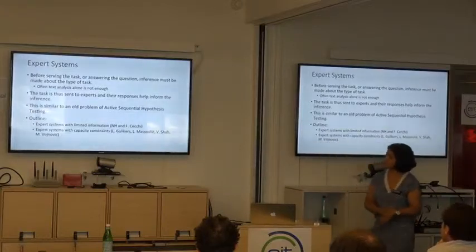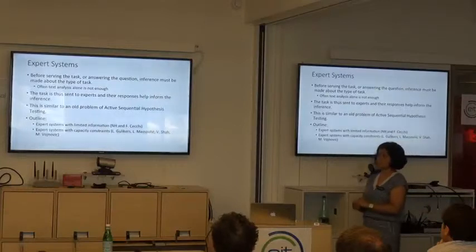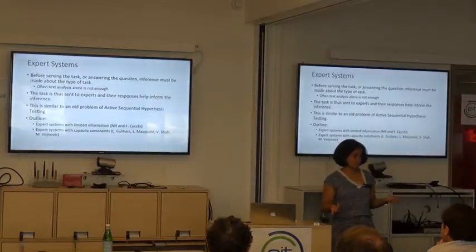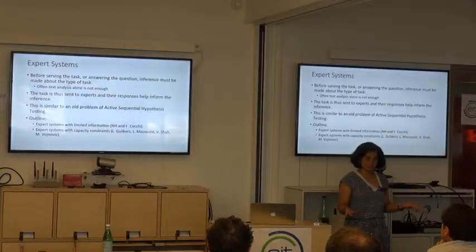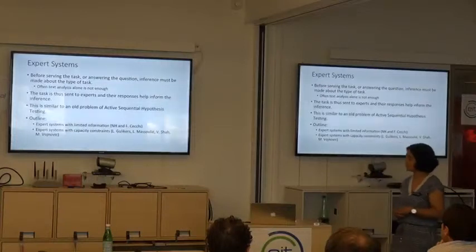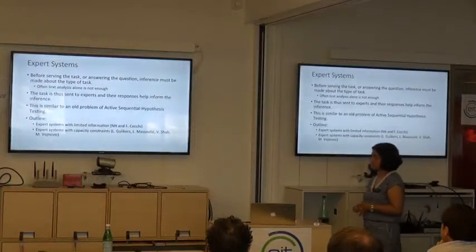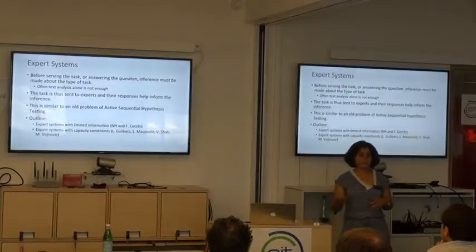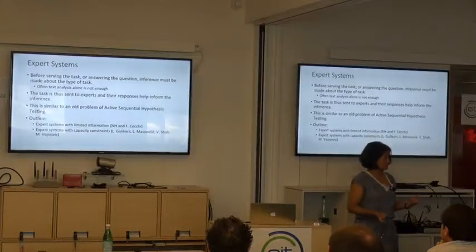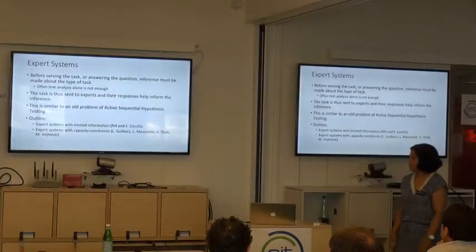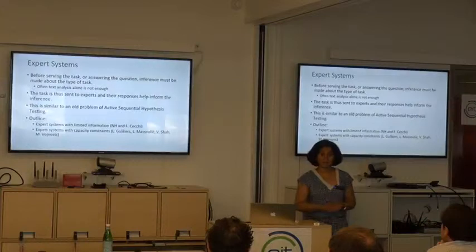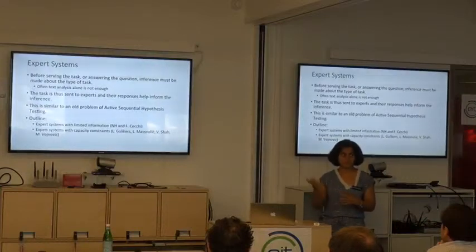So the problem here is that before we can serve the task or answer the question that arrives, we need to know what type of task or question it is. We assume that this question comes in and all you have is that text, and you don't really know exactly what type of question it is. So first you need to figure out what type of question it is, and then it has to be sent to the right expert. One way of doing this is to send it to an expert. Based on the expert's response, you have a better idea of what this task might be. Say somebody asks you a question on calculus and you send it to someone who's an expert on linear algebra, and he gives you a weird answer, so you figure out, okay, this is not linear algebra, and you go on. This is similar to an old problem that has been looked at for many years called active sequential hypothesis testing. I'll talk a little bit about that.